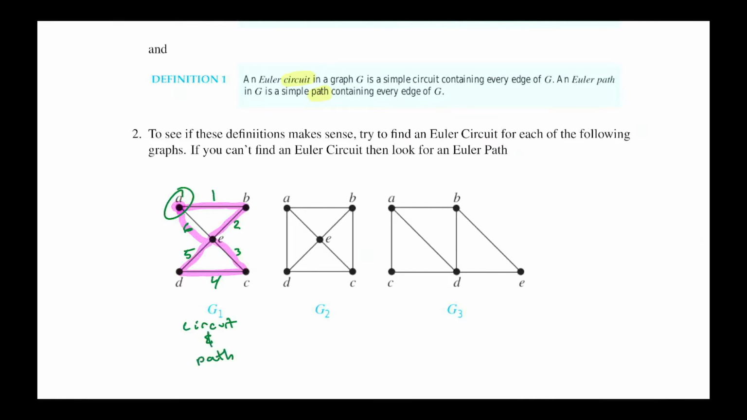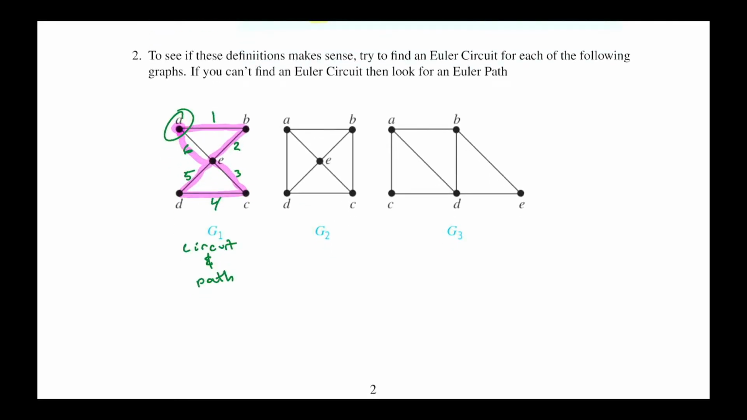Right? Because a circuit and a path are the same thing. It's just that a circuit ends up where you started and a path doesn't. Okay, let's try to do the same thing on the next one.